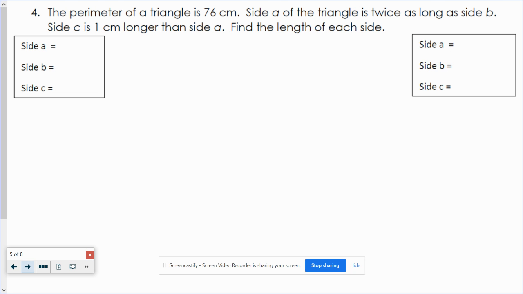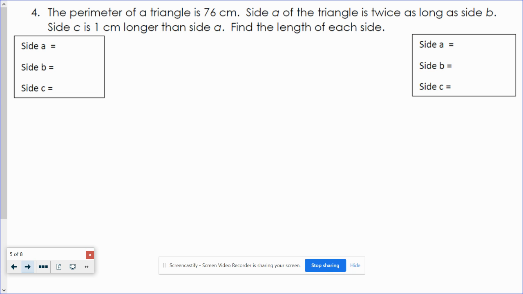The last 3 problems are not rectangles. They're about triangles, which means, again, a little bit more of a translation. The perimeter of a triangle is 76 centimeters. Side A of the triangle is twice as long as side B. Side C is 1 centimeter longer than side A. So as we're labeling this, we have to decide, are we going to use A, B, or C as kind of our base variable.